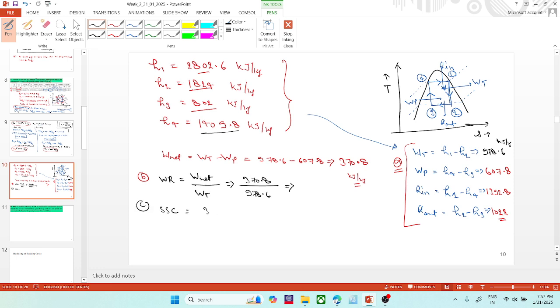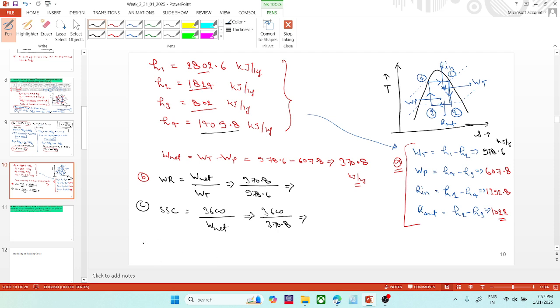And in C part, the specific fuel consumption, SFC, we have just learned, would be 3600 divided by the W net. This 3600 is to convert kilojoule into kilowatt hour. So 3600 divided by the W net, which is 370.8. So these are the things they have asked us to calculate, and also the cycle efficiency.